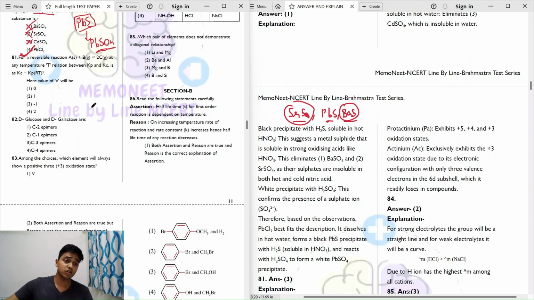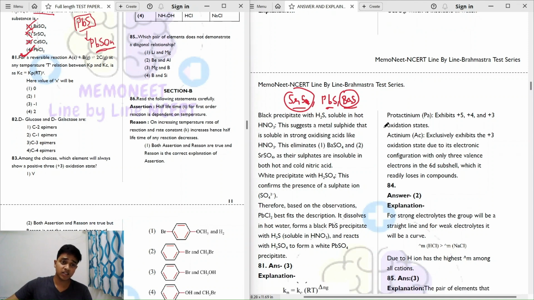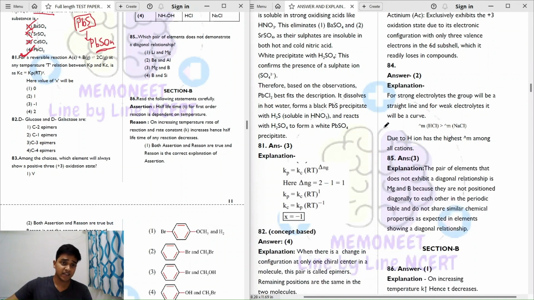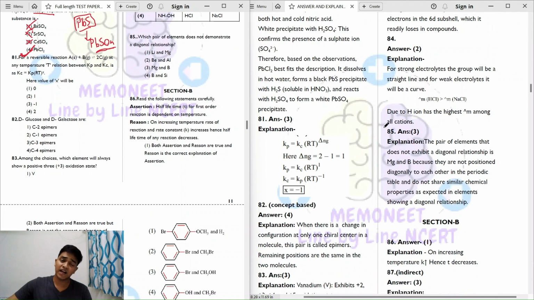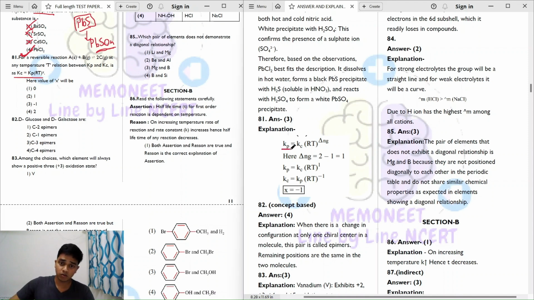Moving on to the next question, the question says, for a reversible reaction, A solid plus B gas gives 2C gas at any temperature T. The relation between Kp and Kc is given as Kc is equal to Kp multiplied by RT raised to the power x. Okay, so we know the relation between Kp and Kc is given as Kp is equal to Kc multiplied by RT raised to the power delta Ng.